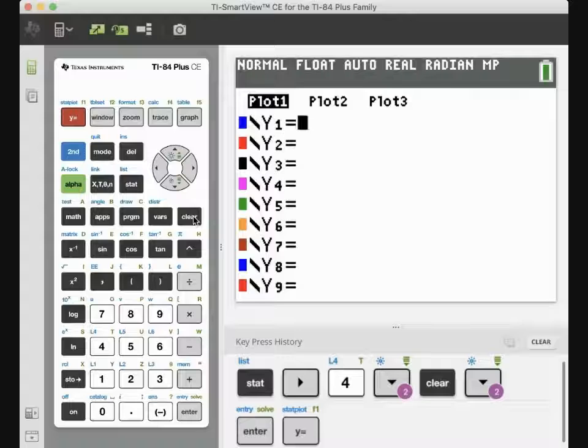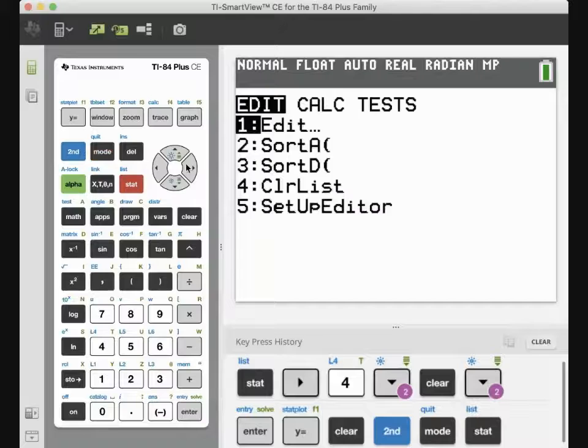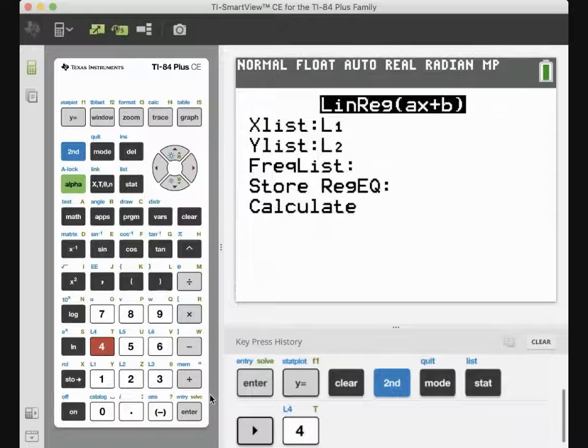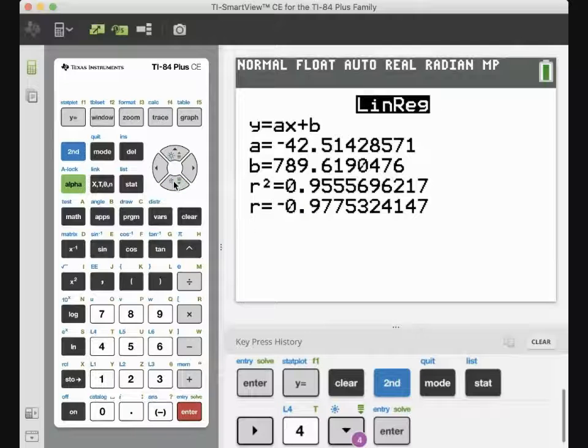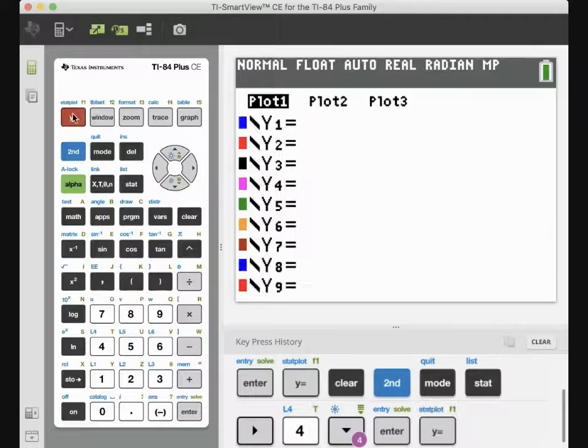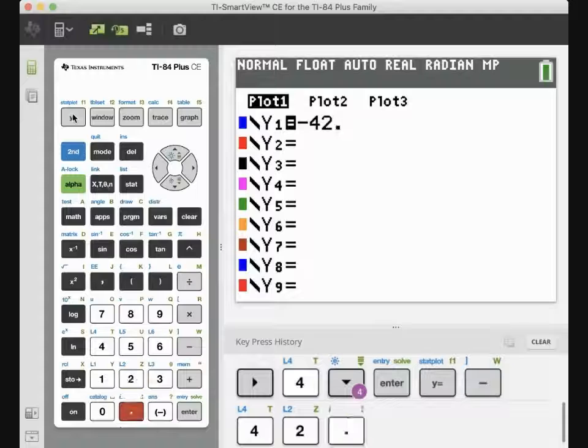So let me see. I'm just going to quit out of here because I did not write down what our regression was. So when we do this, let's see, sometimes, here we go. Okay, so I'm going to type this equation into our calculator. I'm going to round everything to the nearest tenth. So that's going to be negative 42.5.